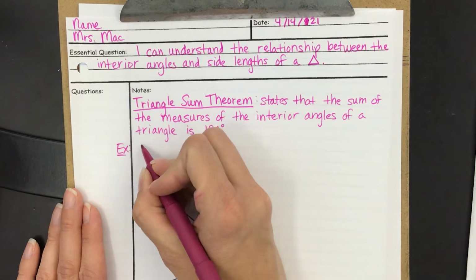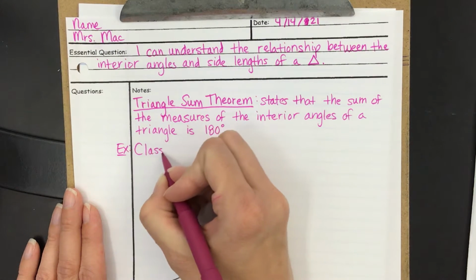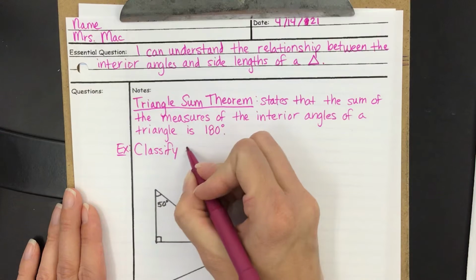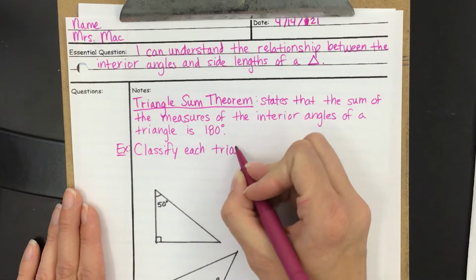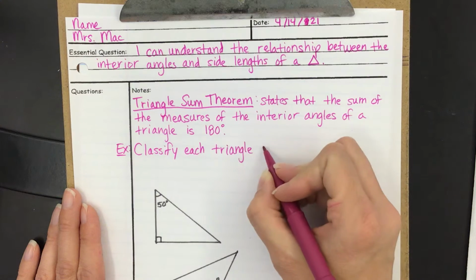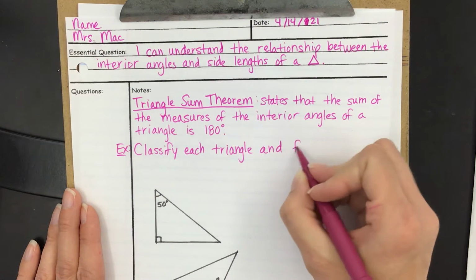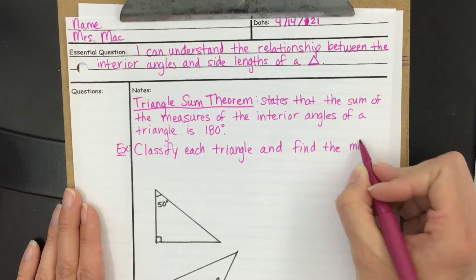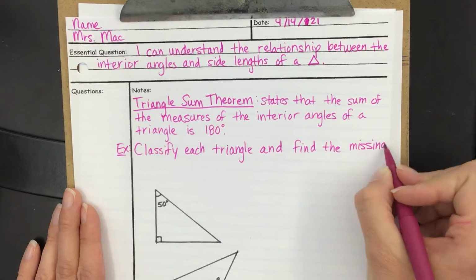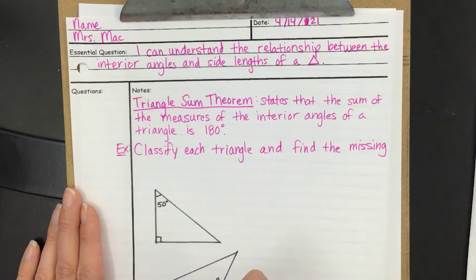So our example here says classify each triangle and find the missing, what's that, Maddie?